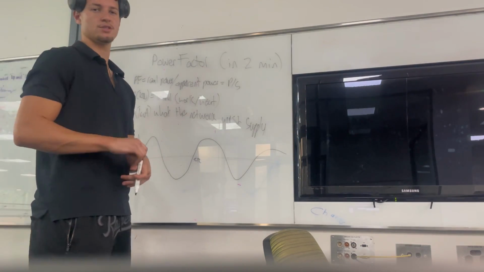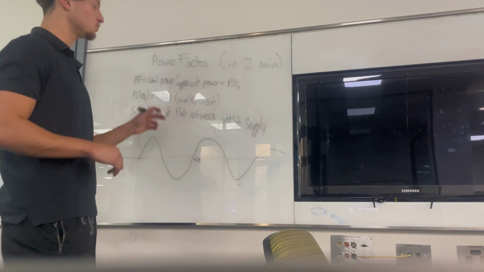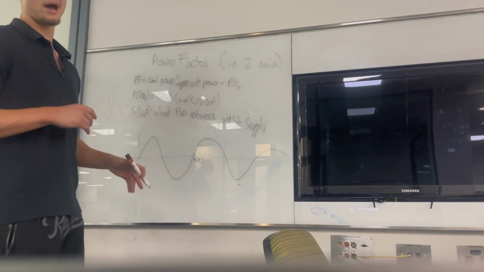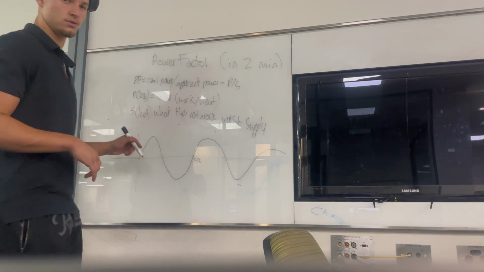AC systems have voltages and currents as sine waves. If they're perfectly in step, all power you draw does useful work. If current lags or leads, some power just sloshes back and forth. The power factor measures how much of what you draw is actually useful.